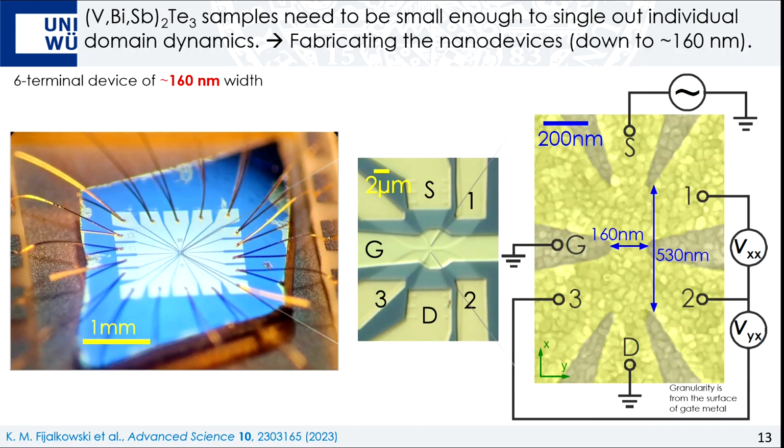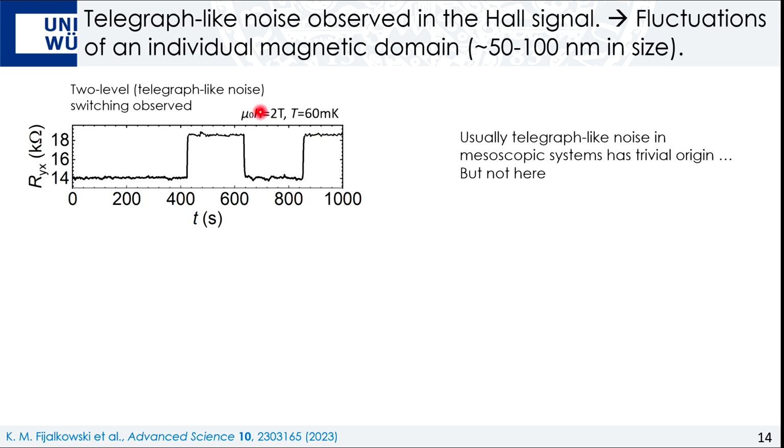So to dream about capturing such dynamics in a transport device, we first need to fabricate a device which is small enough to have a small enough area such that the number of domains that can fit in is small. So then we can hope to single out effects of single domains. Here you can see how such a device looks like. We have a 6-terminal device with some 160 nanometers width. This should be small enough. So we take this device, we cool it to low enough temperature. We leave the sample alone and simply record Hall resistance as a function of time. We see 2-level telegraph-like noise.